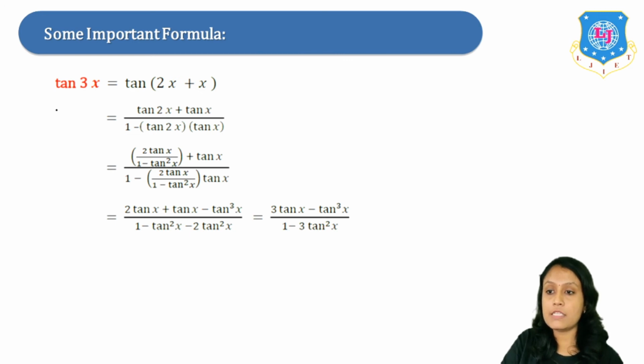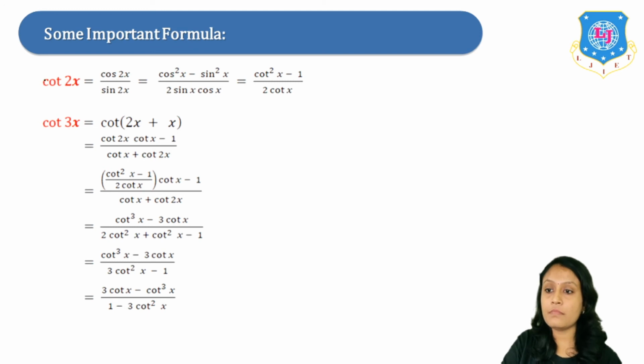The next formula is tan 3x. So we can again write as tan 2x plus x. Again write down the formula of tan alpha plus beta, that is tan alpha plus tan beta upon 1 minus tan alpha tan beta. Also we know the formula of tan 2x, that is 2 tan x upon 1 minus tan square x. Again here also write down, take LCM, simplify, so you will get the answer of tan 3x as 3 tan x minus tan cube x upon 1 minus 3 tan square x.